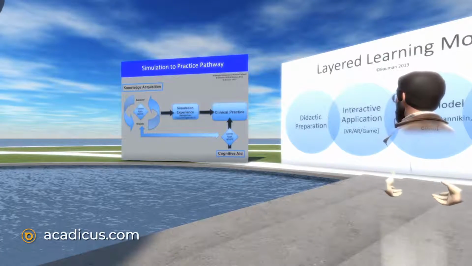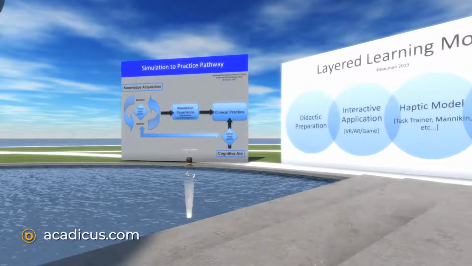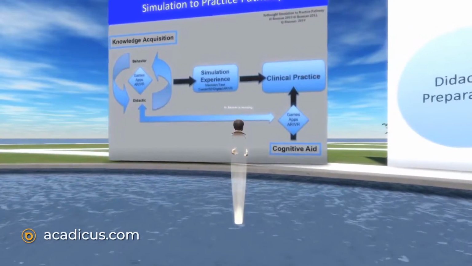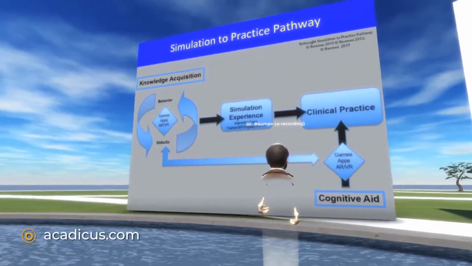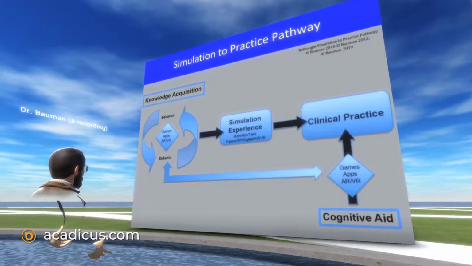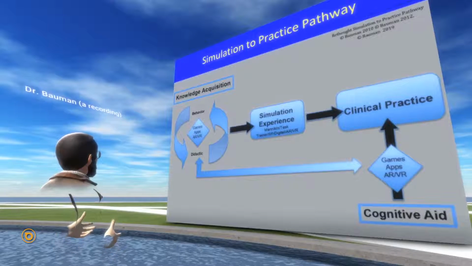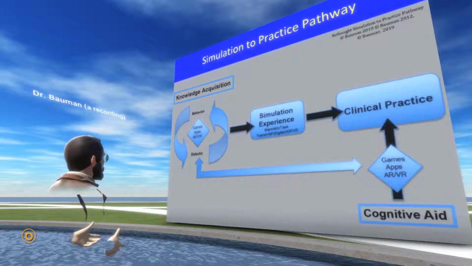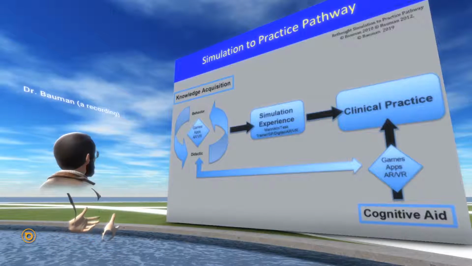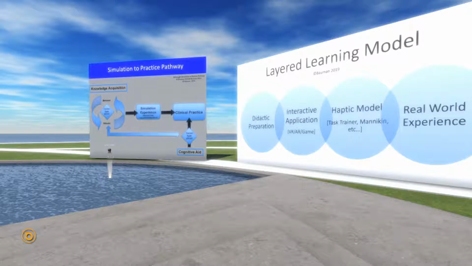So you can see on the big boards here, we have the simulation to practice pathway and the layered learning model. Let's start with the simulation to practice pathway. This has actually gone through a number of iterations, going back to 2007, 2010, 12, and 2019 as the technology has continued to progress as it relates to simulation. Remember, simulation is actually a technique. It's not the training itself. So it's very important to have some sort of theory or framework to help you work through designing curricula and experiences utilizing or leveraging different types of simulation.